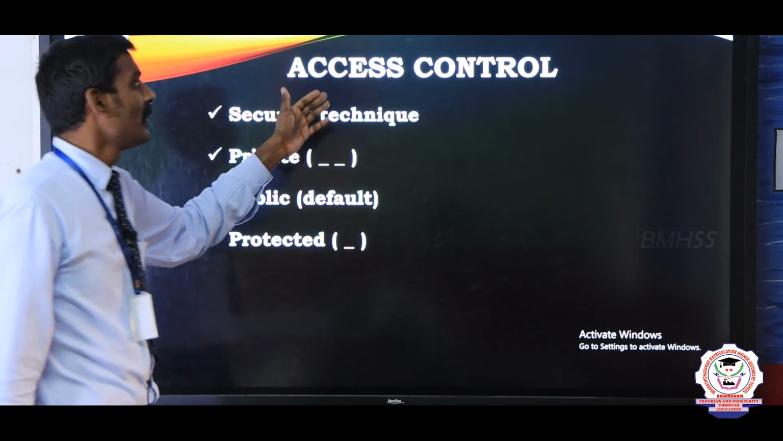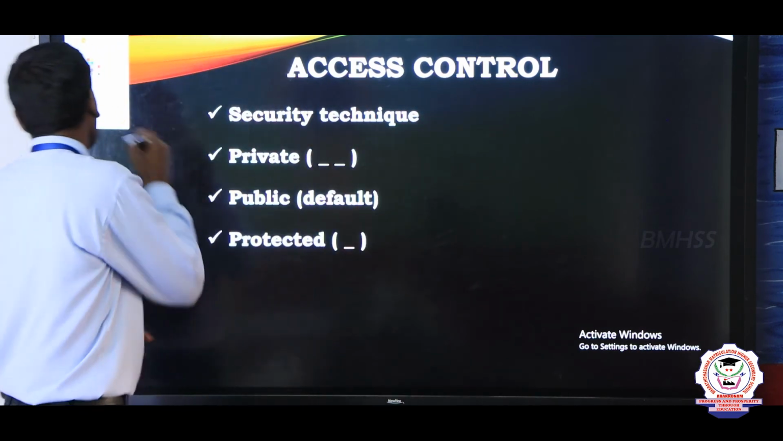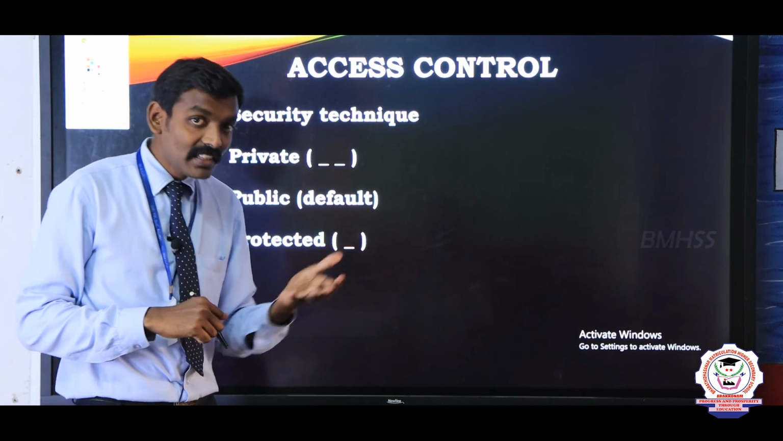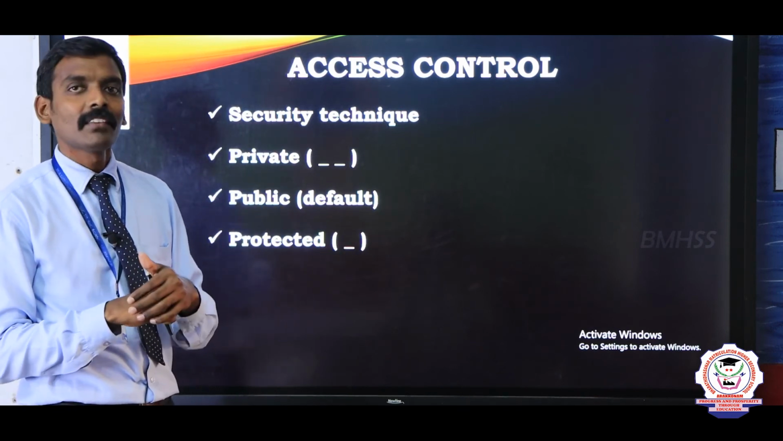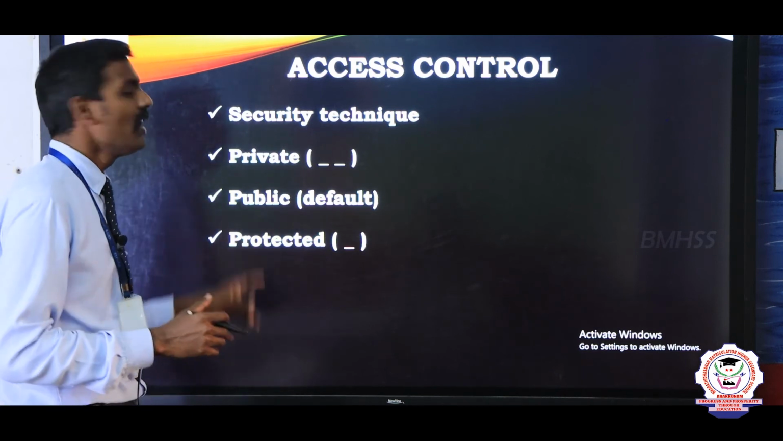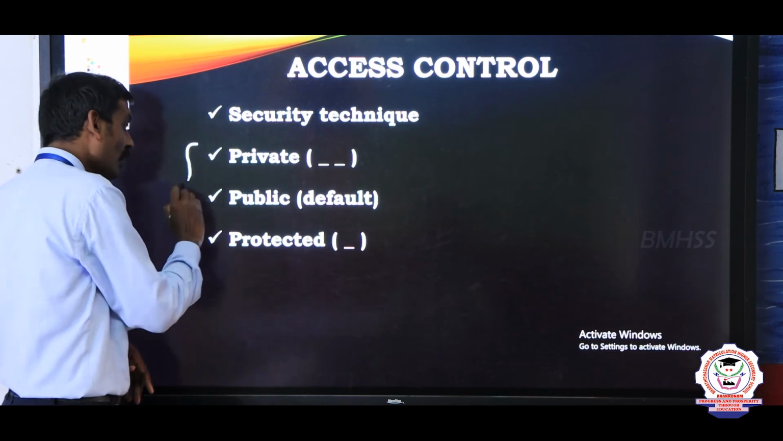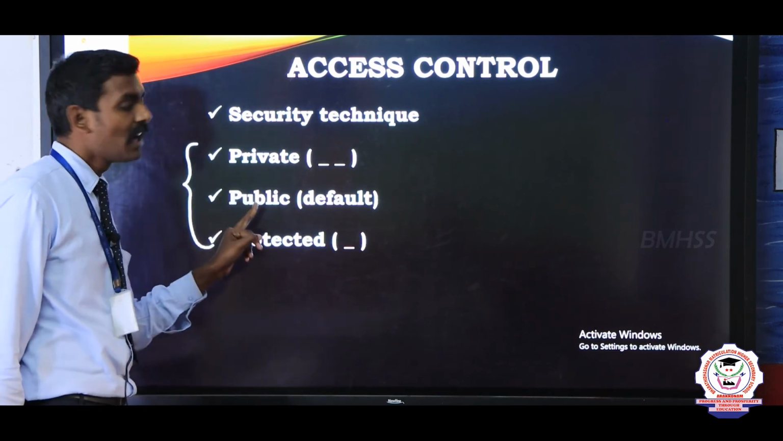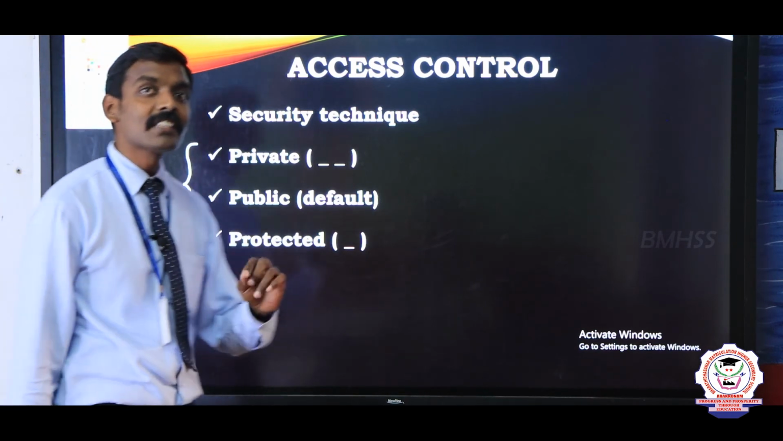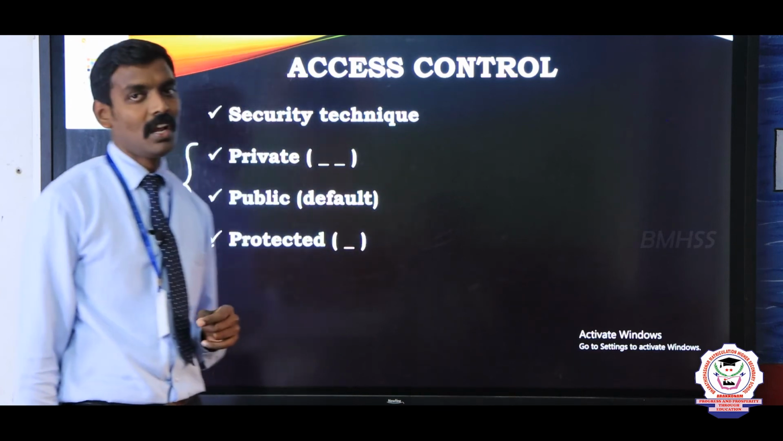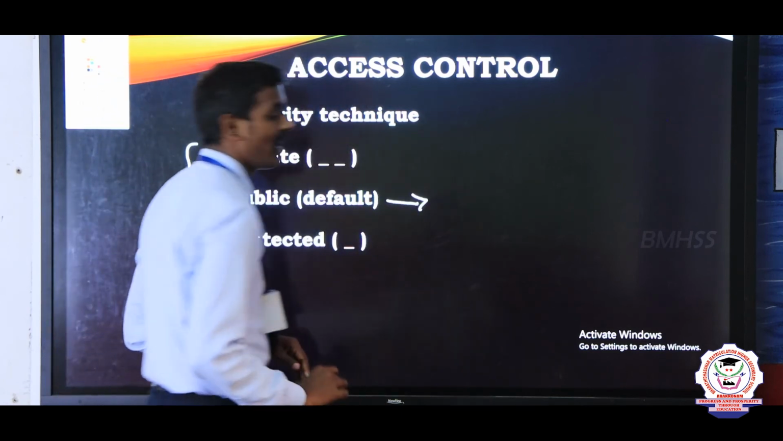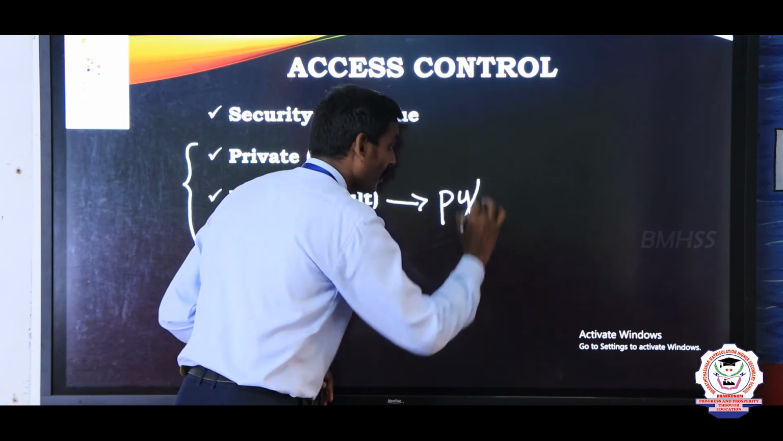Next one is a very simple concept, access control. What is access control? We already discussed it in C++, a very simple concept. Access control means we can restrict. How many types of access control are there? We have 3 types of access control: one is private, next one is public, and next one is protected. In C++, private is the default access specifier, but in Python, public is the default access specifier.